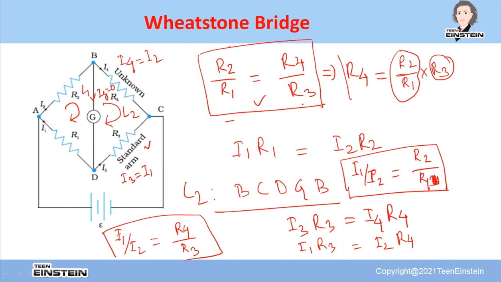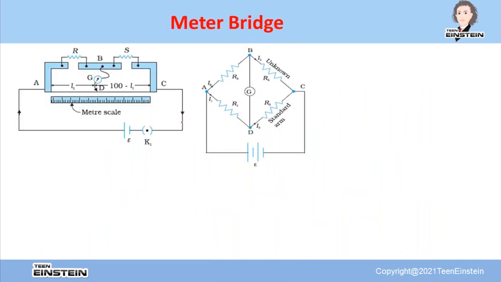So see, this is Wheatstone bridge. An application of the Wheatstone bridge: in the laboratory we have an experiment with the concept of this balanced Wheatstone bridge. That is called the meter bridge. You can see I have kept this meter. This is a meter bridge actually, and this is the Wheatstone bridge, which we have already learned here.